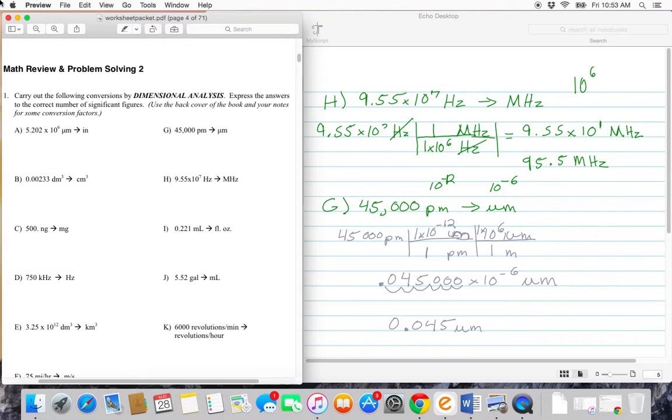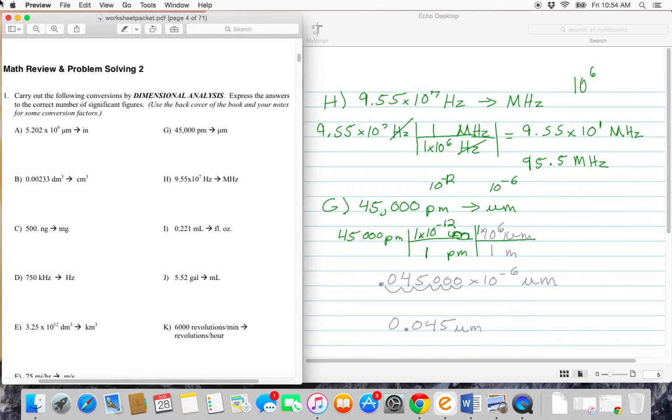I suggest starting out to do a multi-step conversion by converting back to meters first, and then once you get more comfortable, you can do it in one step. So let's start with the value of interest, 45,000 picometers. Let's make our dimensional analysis. We know that picometers is on the bottom. We know that regular meters is on the top, and we have the conversion factor for pico to micro. We know that in every 1 picometer, there's 1 times 10 to the negative 12 meters.